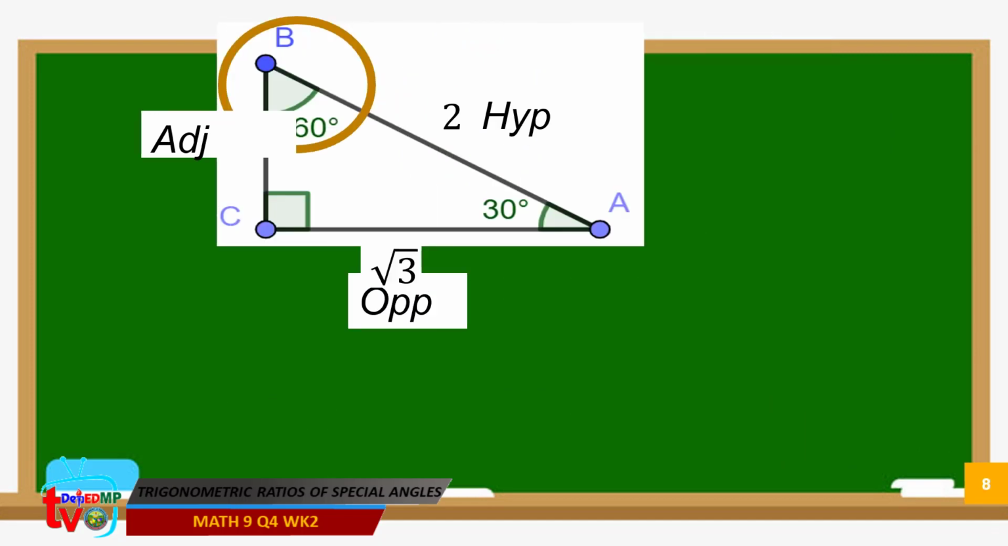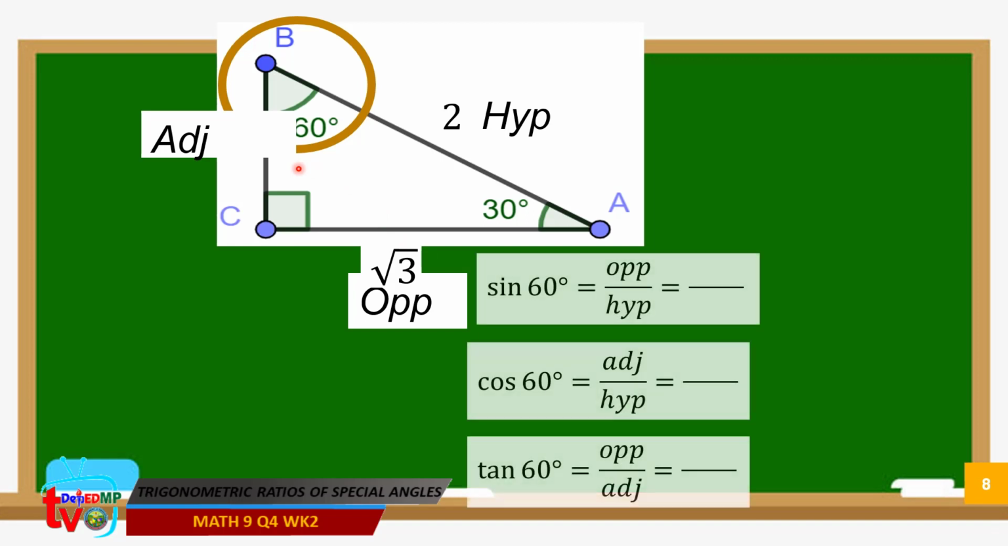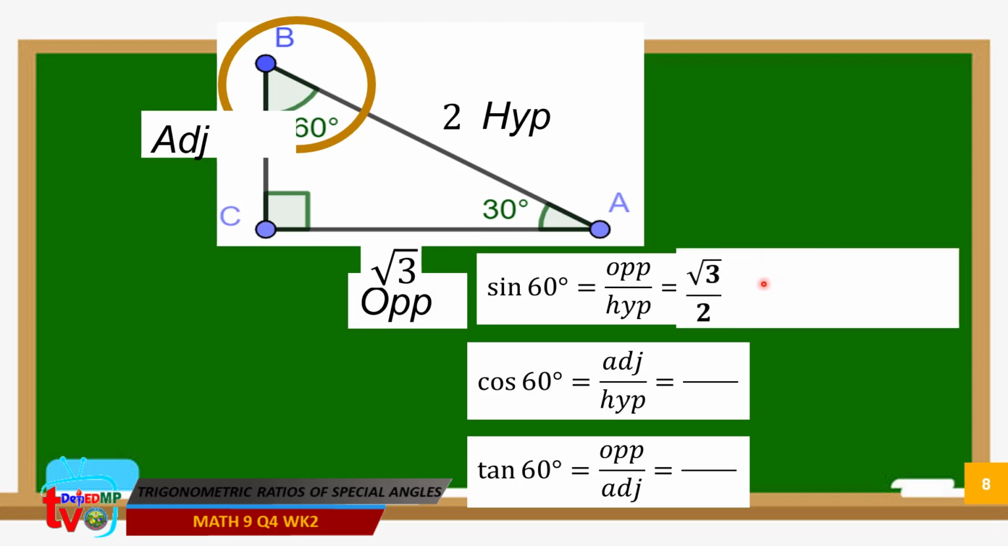Let us then solve for the primary trigonometric ratios of a 60-degree angle. Sine 60 degrees is opposite over hypotenuse, and the opposite side is square root of 3 units long, while the hypotenuse is 2. So we have square root of 3 over 2. Again, this cannot be simplified further. Therefore, sine 60 degrees is square root of 3 over 2.